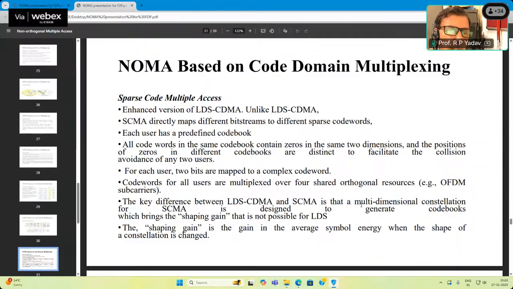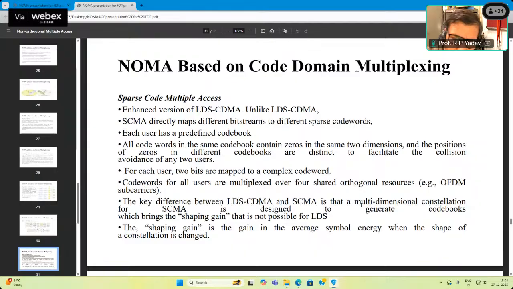Multidimensional constellation means the constellation diagram itself can change. In fact, you will see that shaping gain is also provided in case of this code domain multiplexing. And this is designed to generate code books which bring the shaping gain. What does shaping gain mean? Shaping gain comes through a change in the constellation. Now, if you look at QPSK itself, for user 1 and user 2, you can always design in a manner that your QPSK for one particular message changes over.